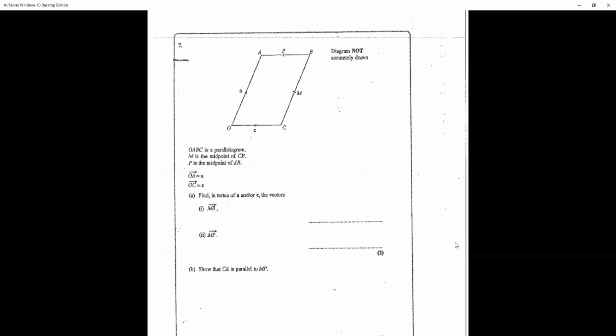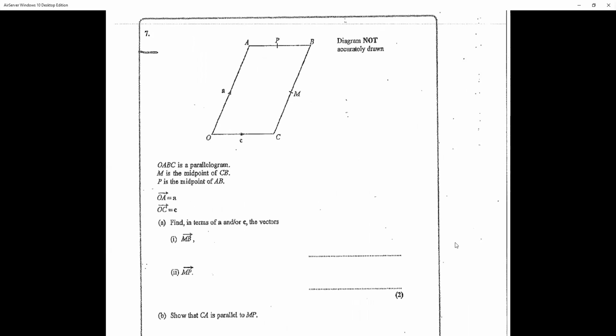Now, okay, question number 7. Asadullah, can you start and read the question first, please? OABC is a parallelogram. M is the midpoint of CB. P is the midpoint of AB. OA equals A. OC equals C. And what's this? Read this for me, please. Diagram not accurately drawn. What's that mean? So don't measure it. Don't measure the diagram and make any inferences from that.